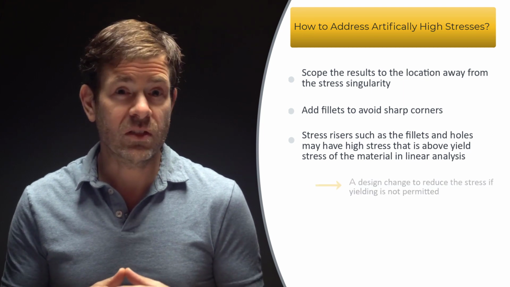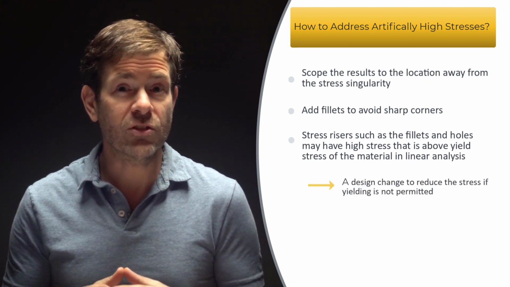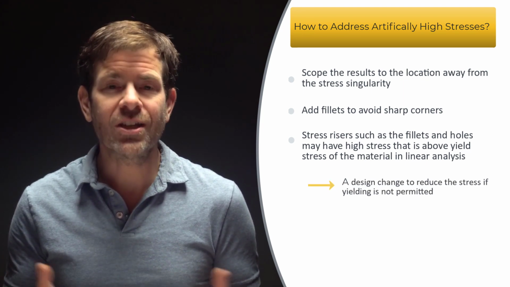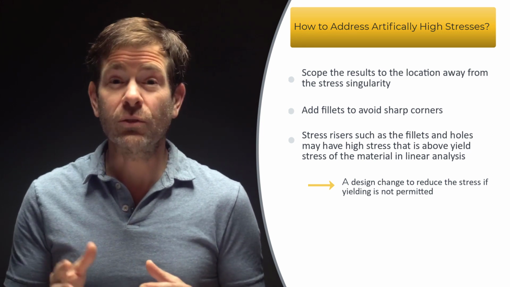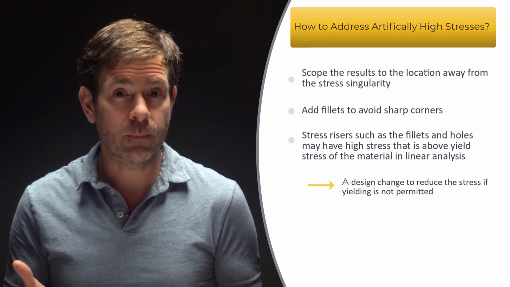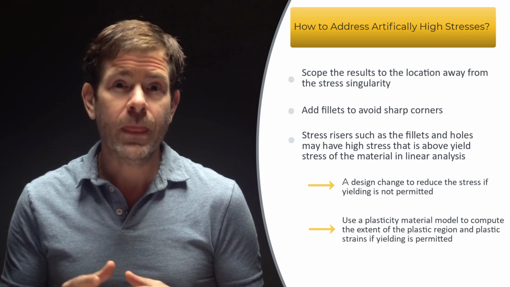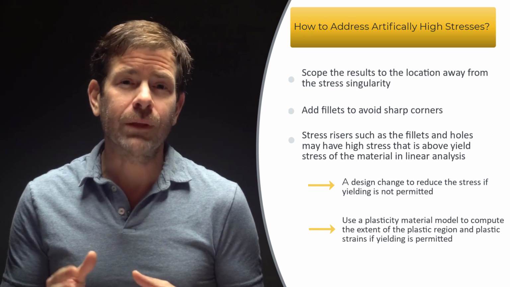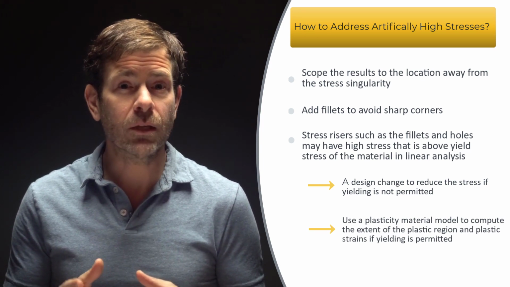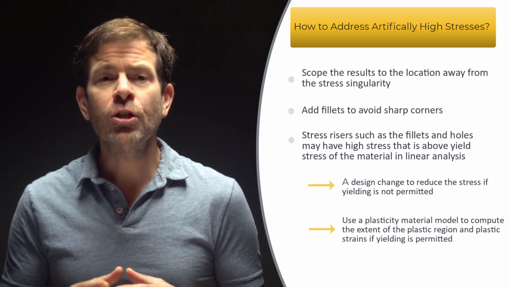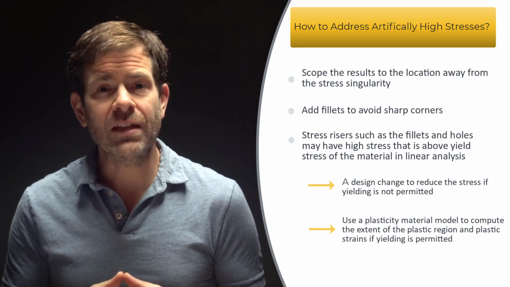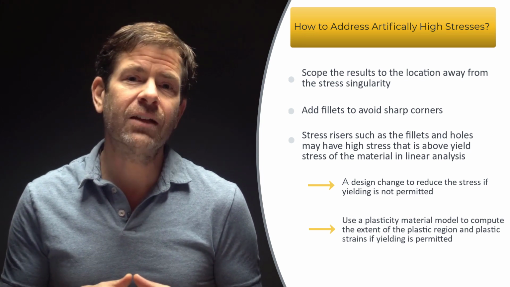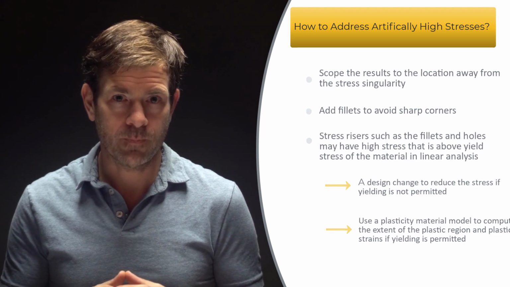Knowing the stress has exceeded yield may be enough for the engineer to consider a design change to reduce the stress if yielding is not desired or permitted. Alternatively, if yielding is permissible, a plasticity material model can be included in the material definition to compute the extent of the plastic region and associated plastic strains.